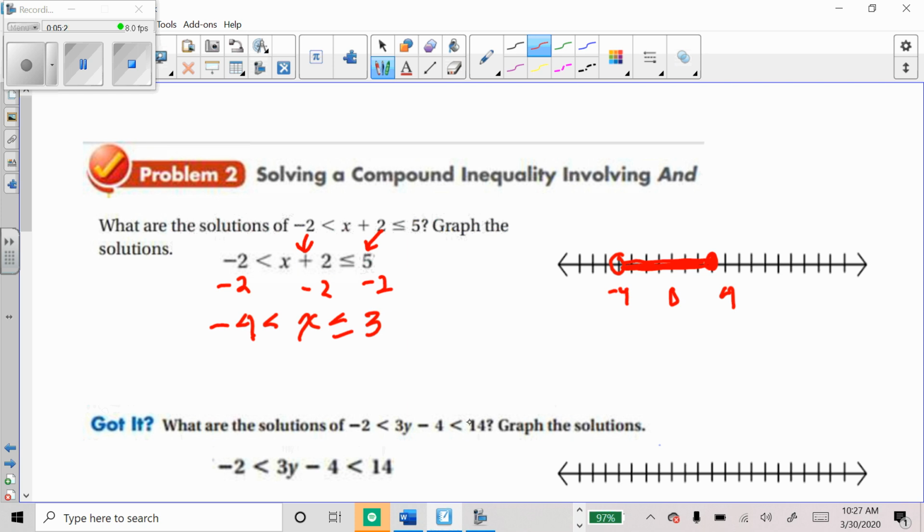All right. Go ahead if you want to pause here so you can try this next one, see if you can get it. And then you can start the video again to see if you were right.